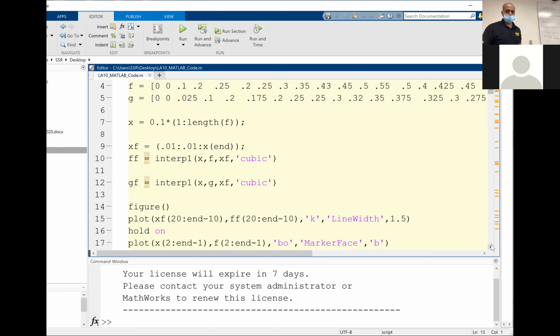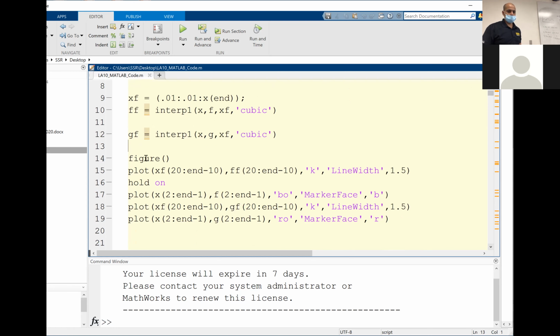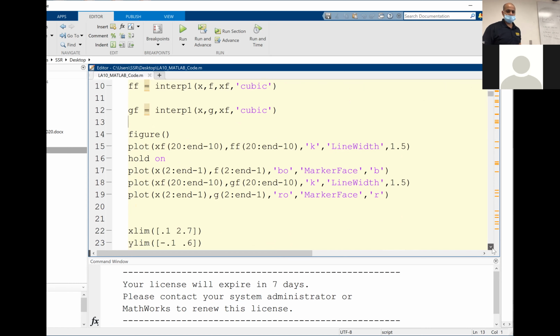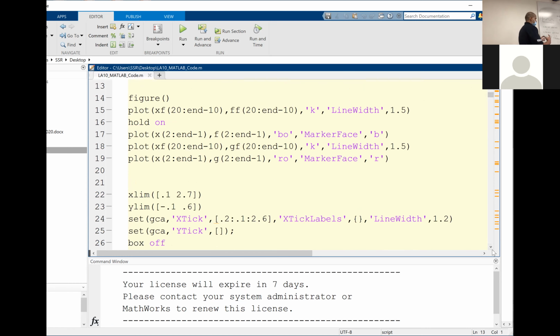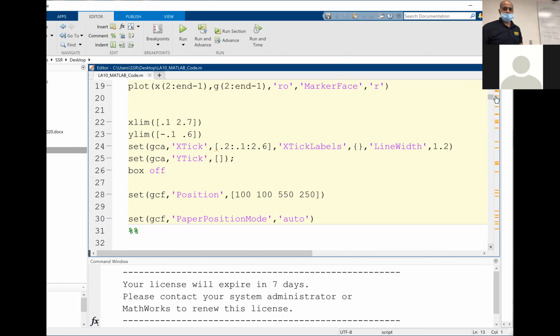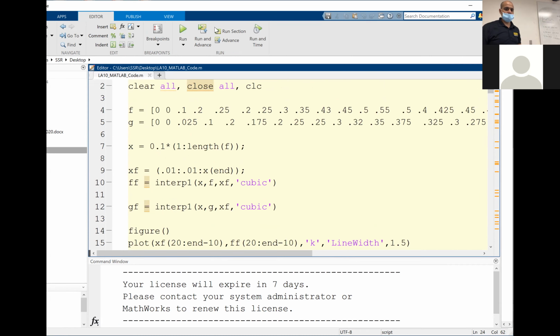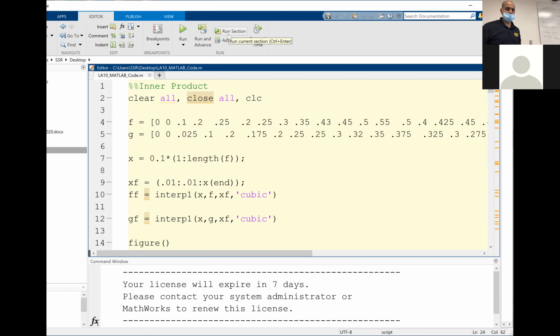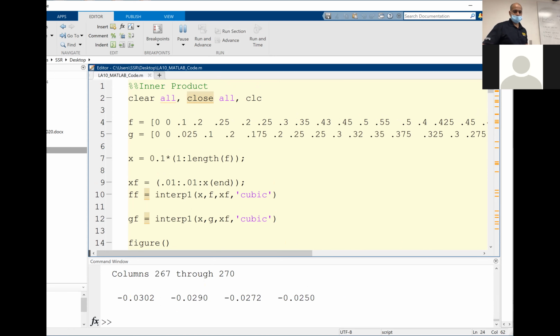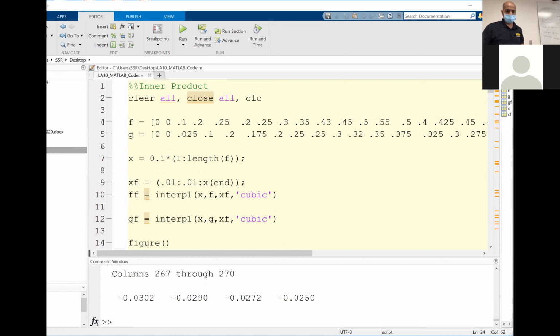And then I'm going to plot those. That way you will see the discrete representation and the continuous representation plotted onto this plot. Please note that this code is arranged in sections. So if you want to run the code, just highlight the section and hit run section. When you run the section, the code would run and give you a plot.